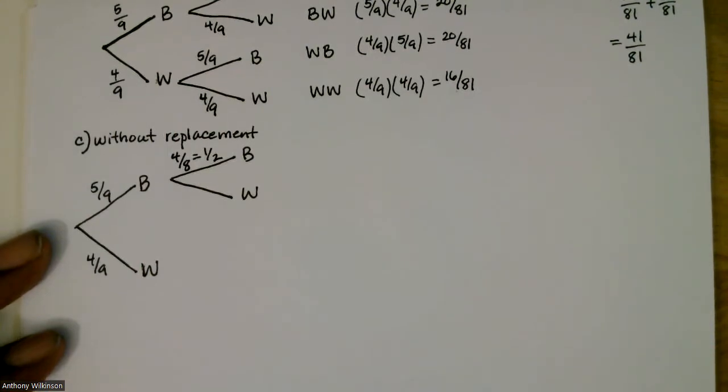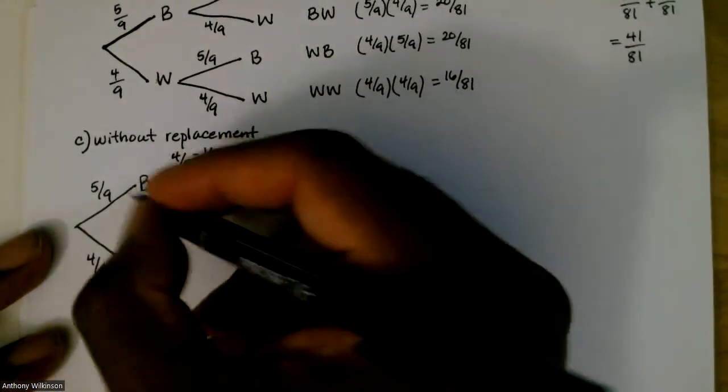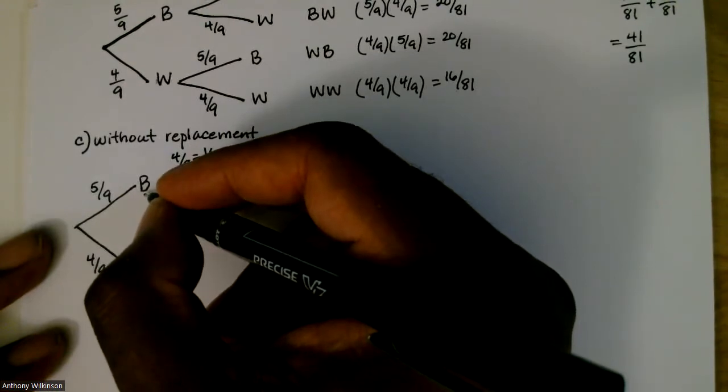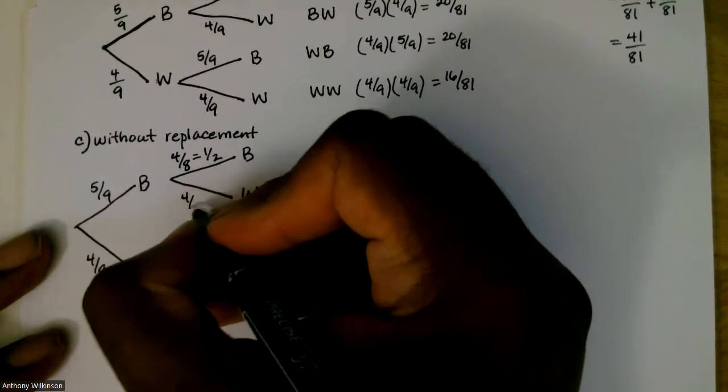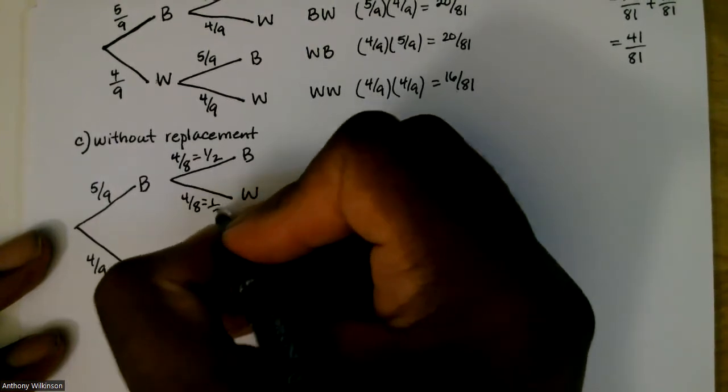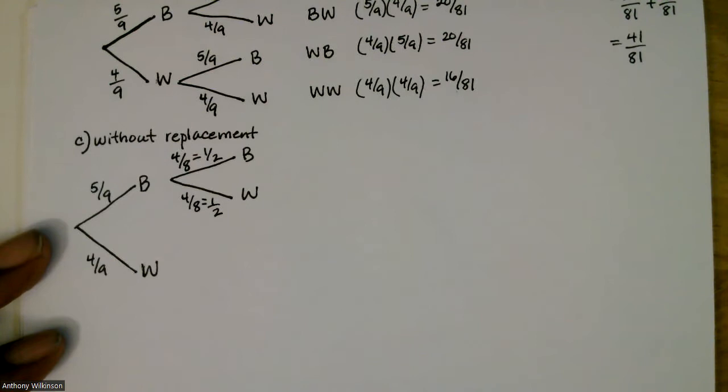Now the number of white balls, even with the first ball being black, I still have 4 white balls left. So it'll be 4 out of 8 as well. That's going to be 1/2. Okay. Because I no longer have 9 balls in the box, I have 8.